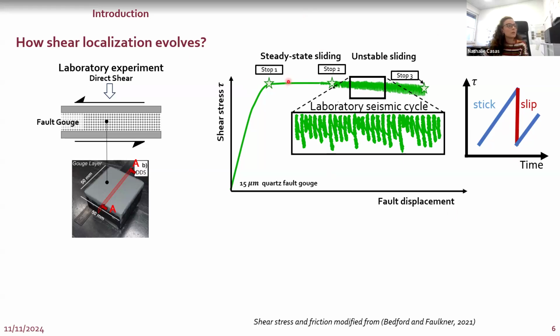Now, if we want to understand how this shear deformation happens, we can do multiple experiments. Here they did three, for example, and retrieved the microstructure at the end of each experiment.